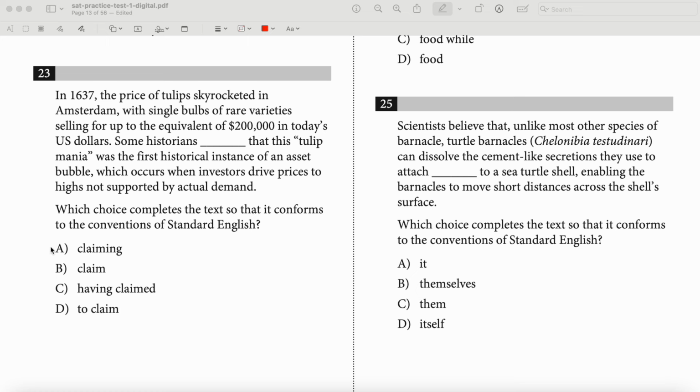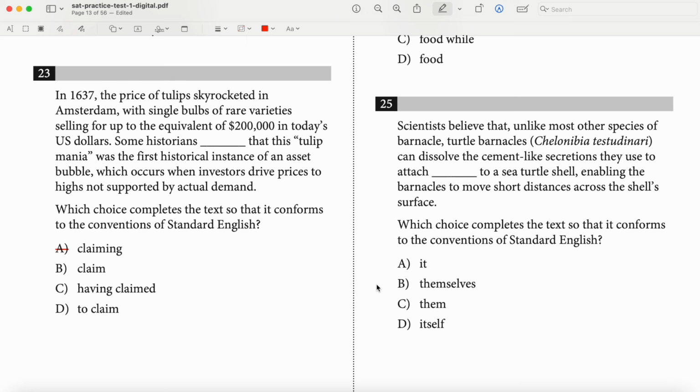Okay. Plug in answer choice C. I meant C. I apologize. Answer choice C. Some historians have claimed that this tulip mania was the first historical instance of an asset bubble. Okay, we can stop there. How do you think answer choice C sounds? Having claimed, that doesn't sound right. It doesn't quite sound right. Never a good sign. Try D.